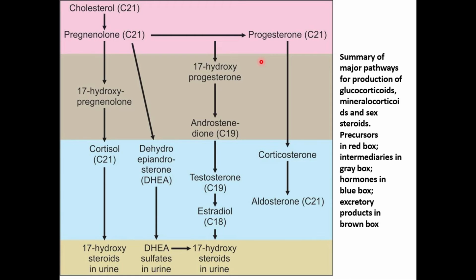While starting from progesterone, we can see that progesterone is converted to the androstenedione molecule, which is a 19-carbon molecule, passing through an intermediate of 17-hydroxyprogesterone. This androstenedione is then converted to testosterone and then estradiol, which is then finally converted to another urinary steroid known as 17-hydroxysteroid.